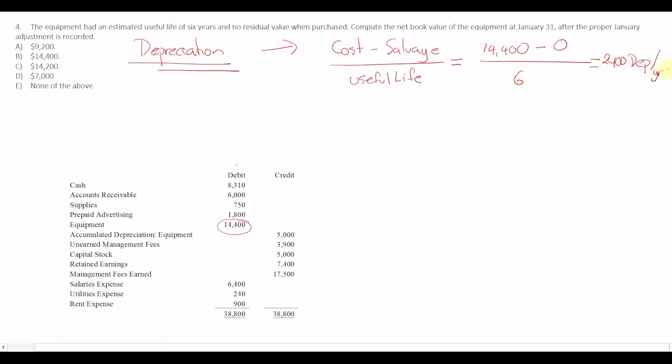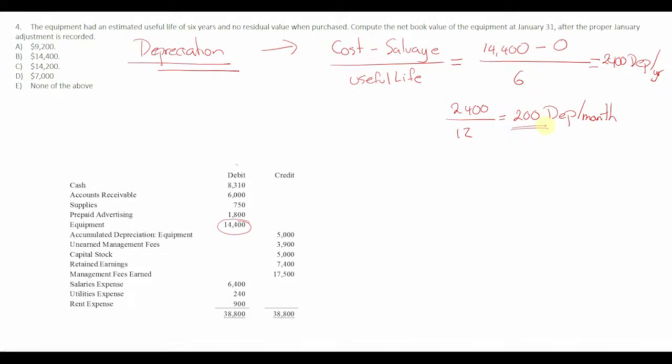But we're only talking about the month of January, so we only need monthly depreciation. So if depreciation per year is supposed to be $2,400, and there's 12 months in a year, well, that would tell us that we're allowed to calculate $200 of depreciation every month. So that tells us how much depreciation we need to be claiming this month.